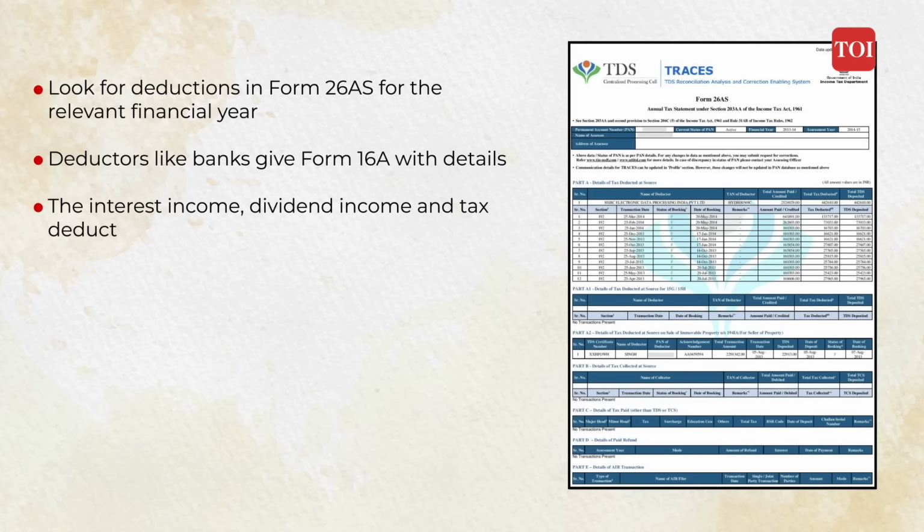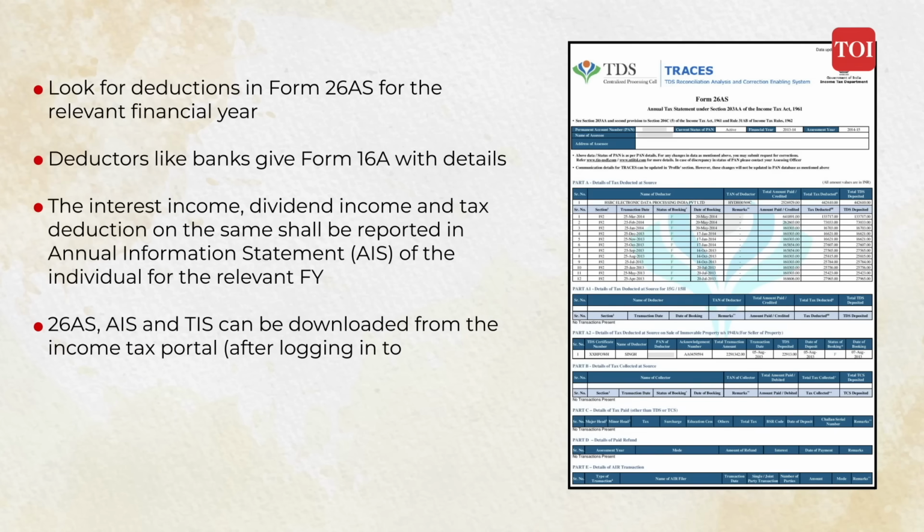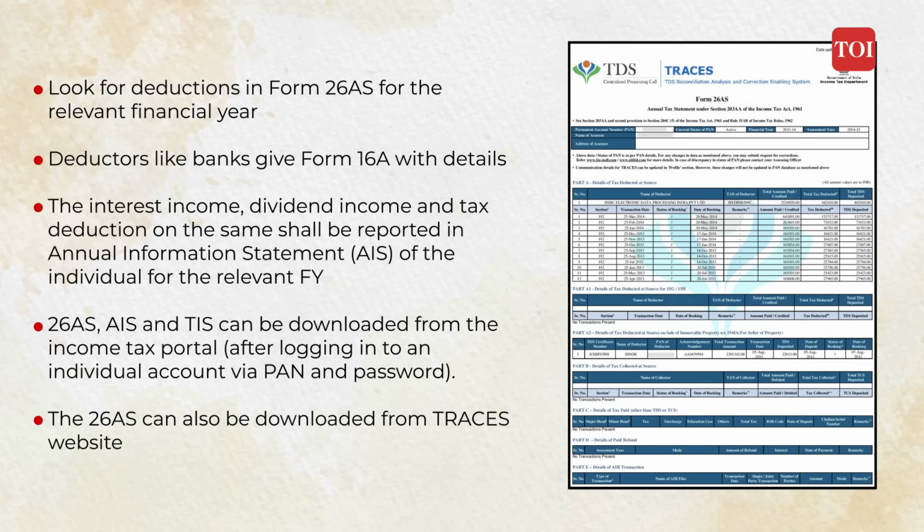Separately, the deductor, so the bank or the company paying the dividend and the interest, as the case may be, will also issue to you the Form 16A, which will give you the details of the income and the tax deducted at source. That is another document that you can look at.